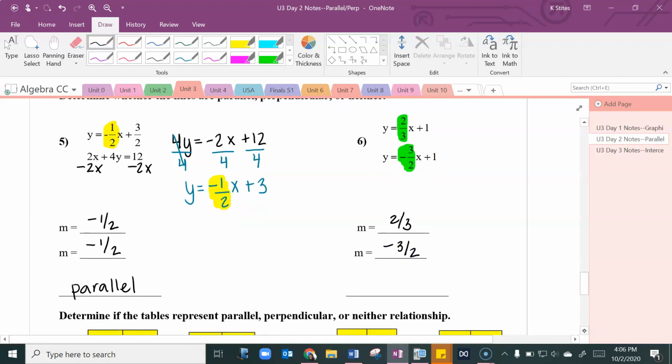And we're going to take a look. The numbers are flipped, 2/3, 3/2. One is a positive and one is a negative. That means they are called opposite reciprocals, which means these are perpendicular lines.